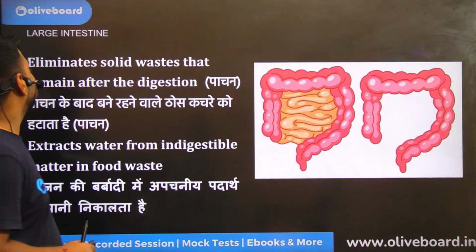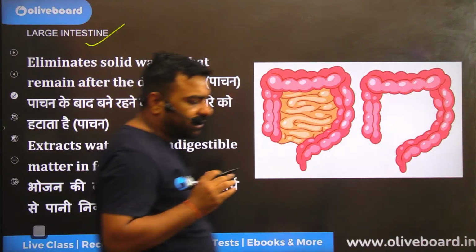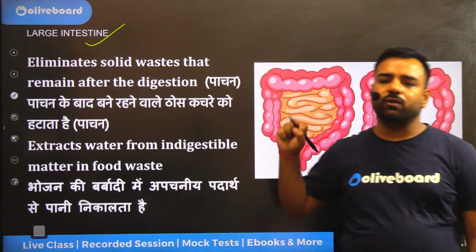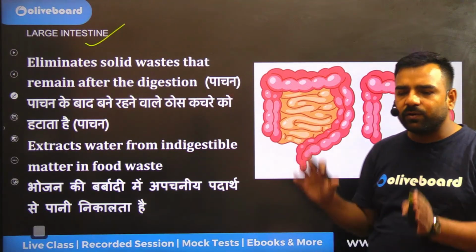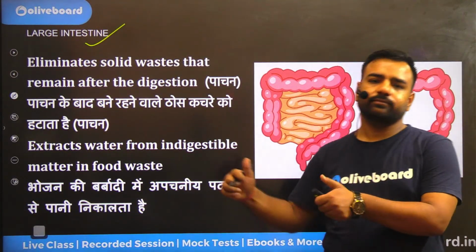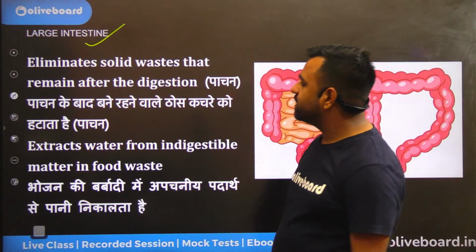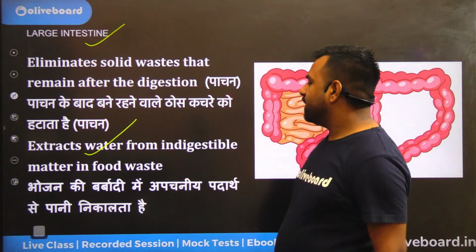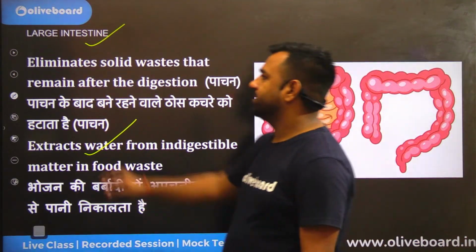Okay, fine. Then we have the large intestine. So what does it do? The large intestine eliminates the salt waste by absorbing the water. It only and only absorbs the water, and once the water absorption is done, its work is also done. So it eliminates the solid waste that remains after digestion. It extracts the water from the indigestible matter in the food waste. That's the work of the large intestine.